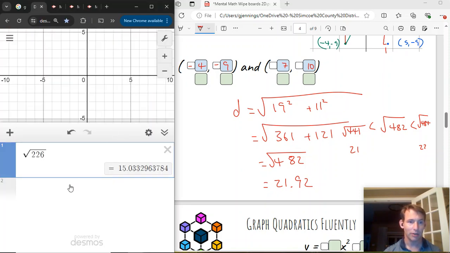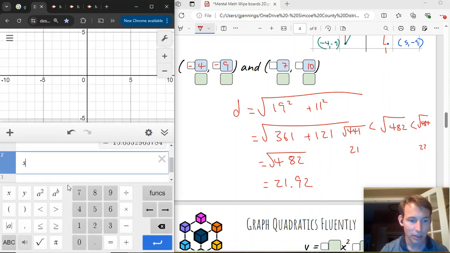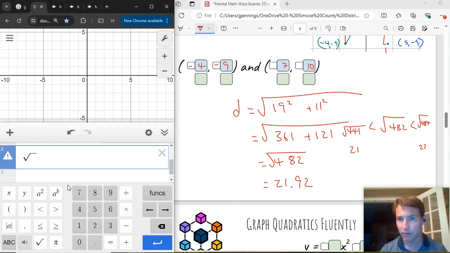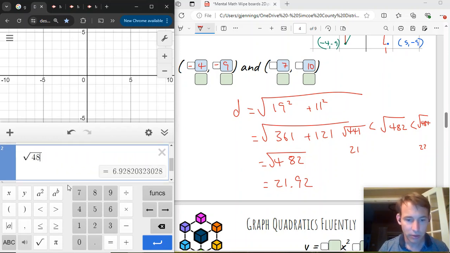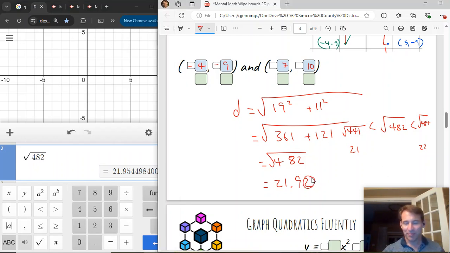I want the square root of 482, 21.95. Oh, I was way off. Well, this was way too small. It should be 300ths bigger.